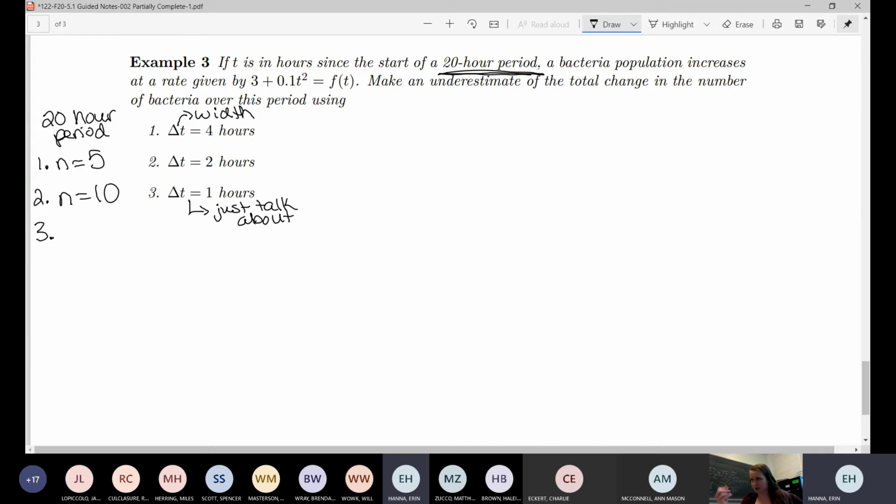And the reason we're not going to do number 3 is because that would be 20 rectangles, and that's just too many. I usually never ask you to do more than 10, and asking you to do 10 is actually quite large for something that I would write. So that's why we're just going to talk about number 3 instead of finding it for 20 intervals. That's just obnoxious. But we will do the 5 and the 10.